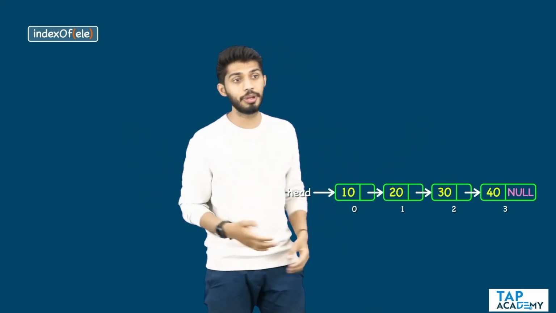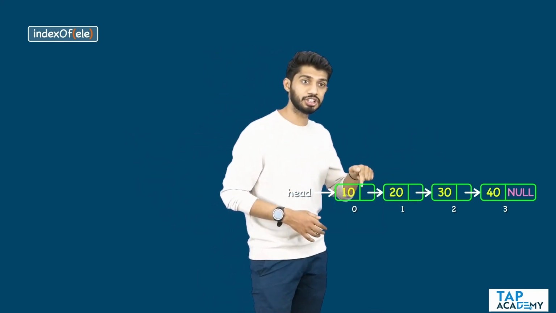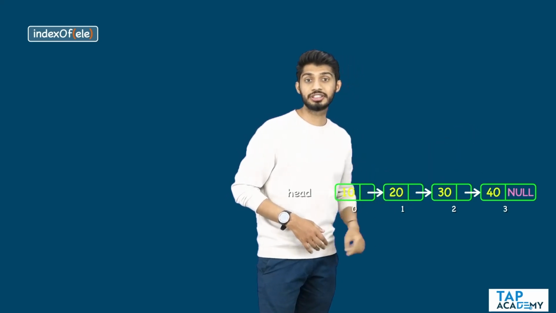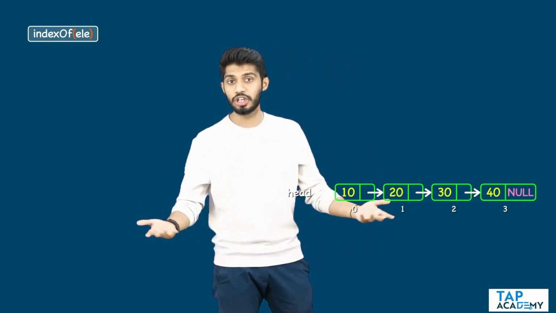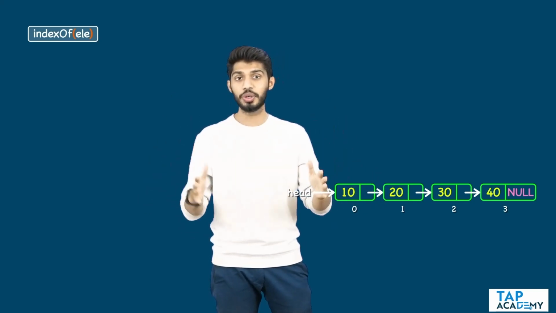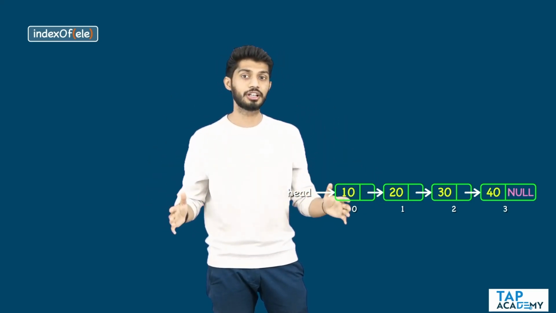In case the element does not even exist, for example, I will say indexOf 50. 50 does not exist here, does not exist here, does not exist here, does not exist here. In this case, as how the index method usually works, it should return -1. So I hope this particular situation, or the question, is completely clear.